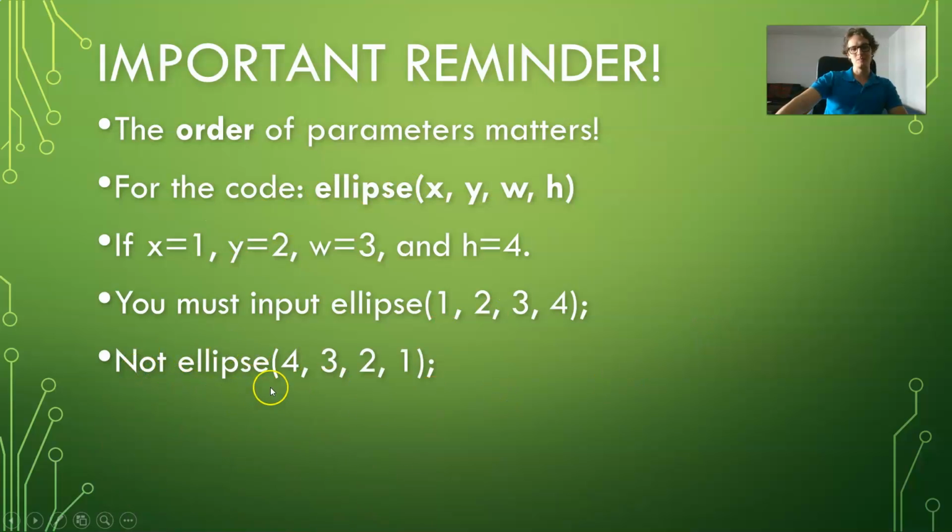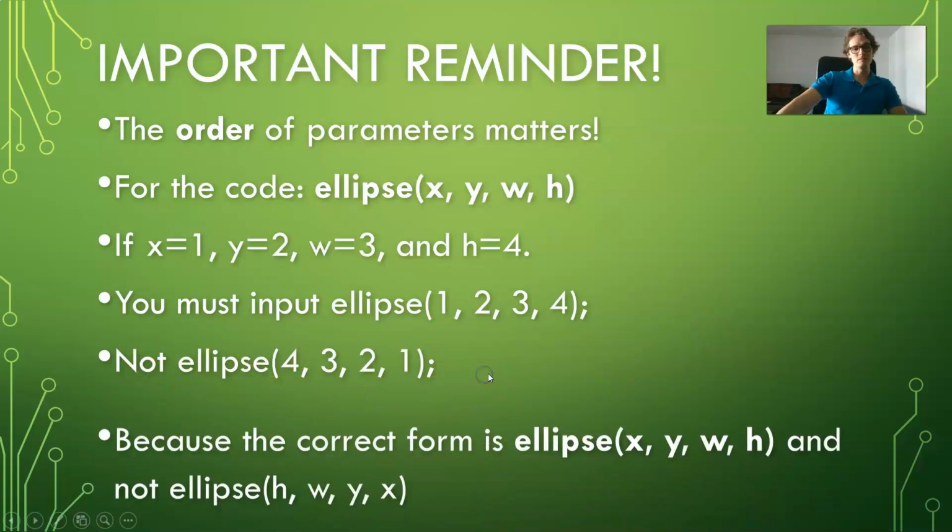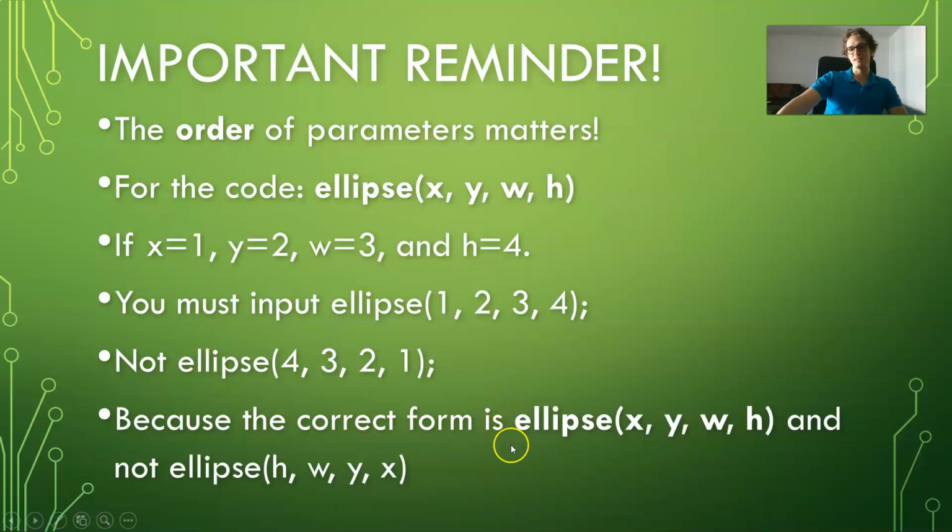It's not going to be ellipse 4, 3, 2, 1 because the correct form is ellipse X, Y, W, H in that order and not ellipse H, W, Y, X or any other order, right? It's X, Y, W, H. Every function has a specific order of parameters and they need to be input in the correct order.